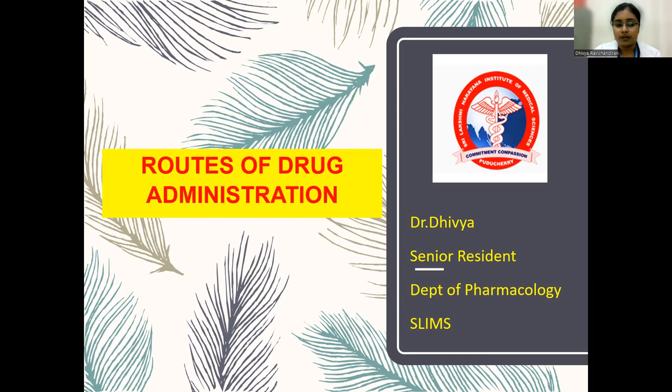Before going to the topic proper, you have to know some points regarding pharmacokinetics and pharmacodynamics. These are the two main branches in pharmacology that deal with the drug and the effect of the drug in our body. Pharmacokinetics deals with what the body does to the drug. That is, it explains how the drug is absorbed, distributed, metabolized, and excreted from the body. At the same time, pharmacodynamics talks about what the drug does to the body.